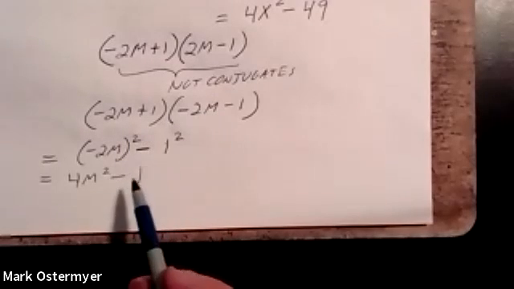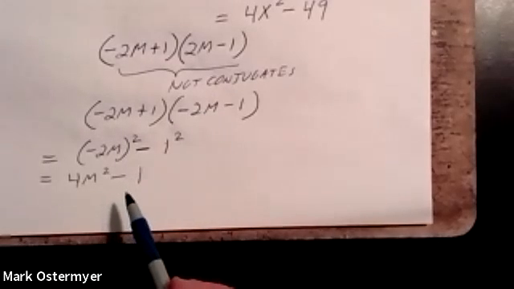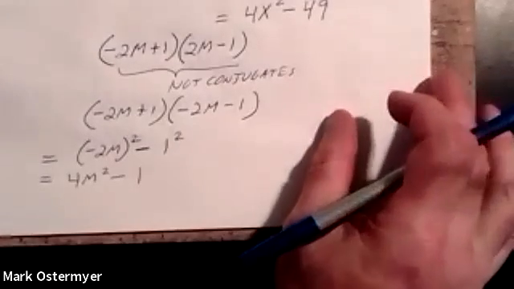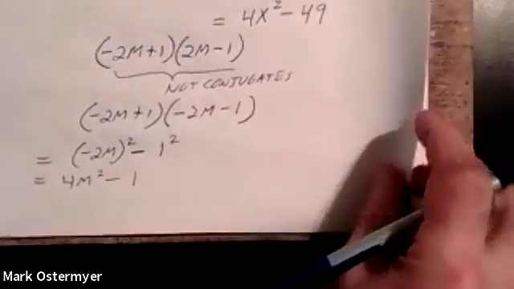These are conjugates of each other. To be conjugates, the first and last terms have to be identical, and the sign in between the terms has to be opposite. If that's the case, you can use your rule.